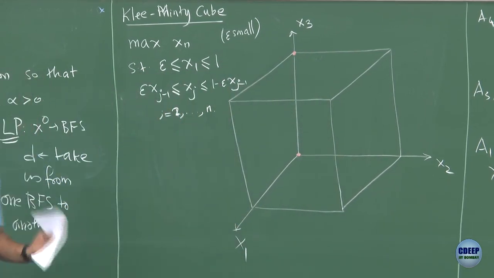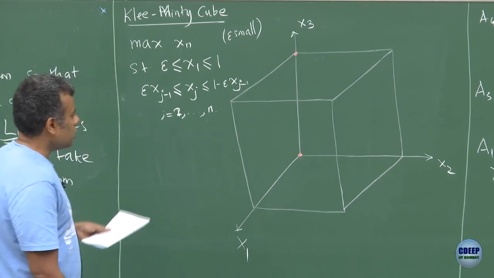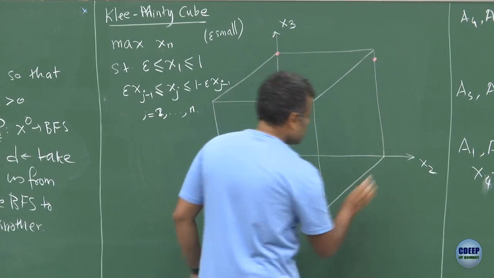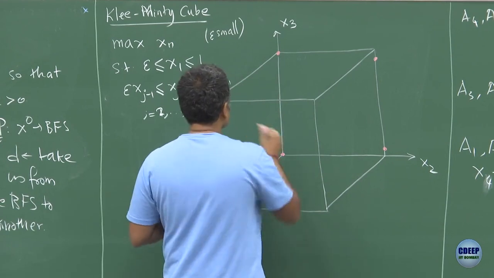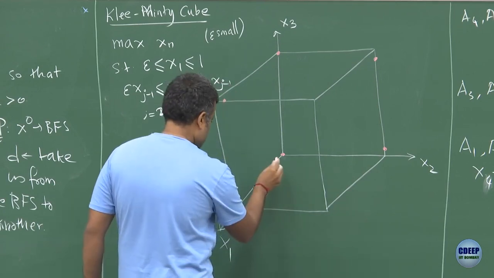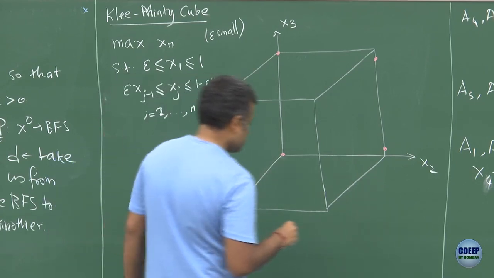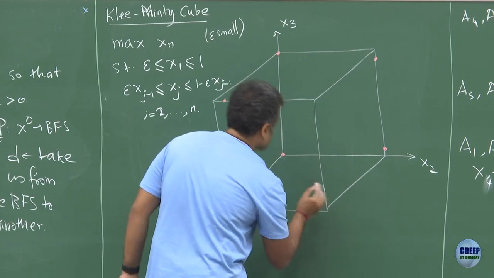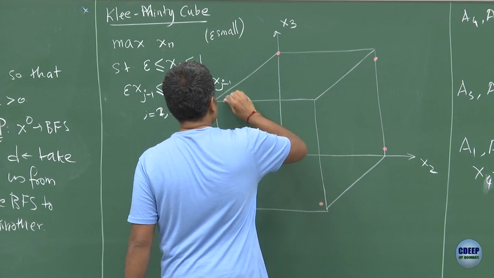So you can calculate what the extreme points are. Now you know how to calculate extreme points of polyhedra by finding basic feasible solutions. You can do that, but I'll just give you what the extreme points are. This is how the new object looks.